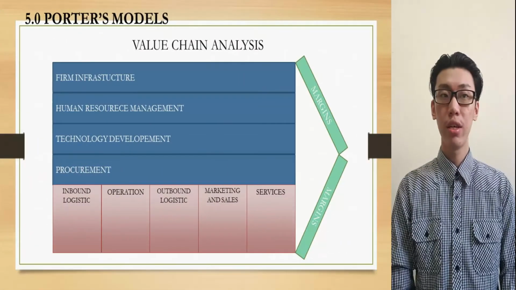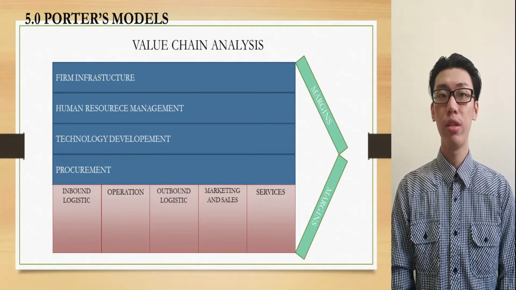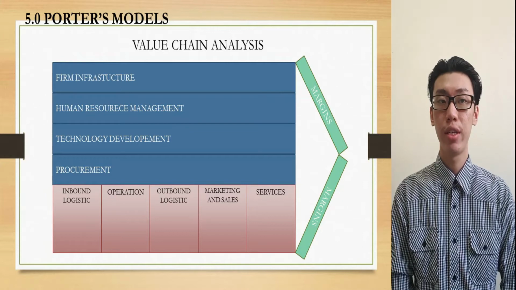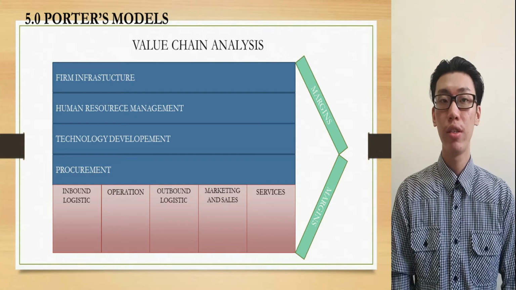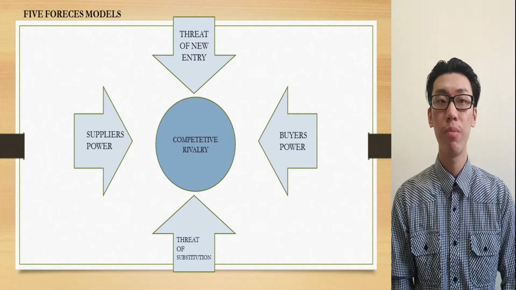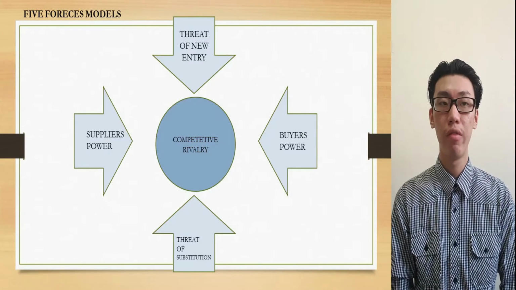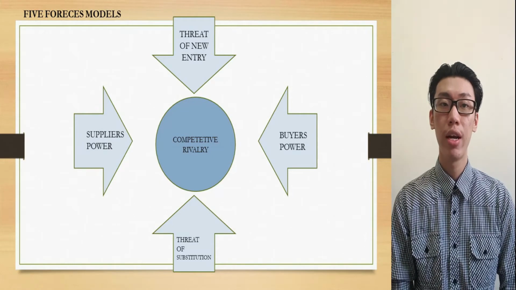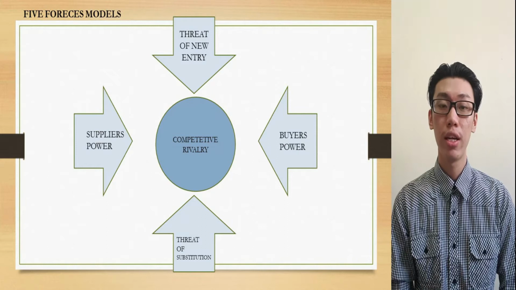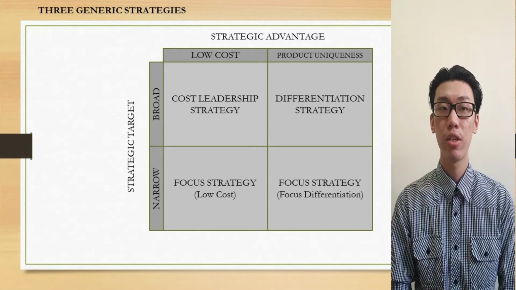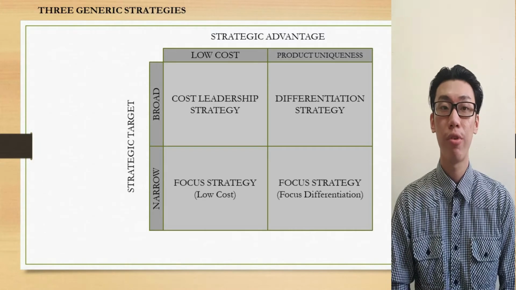In this section, I will be talking about Porter's models that work for our business. As you can see, there are 3 models here. The value chain model talks about how primary activities and support activities depend on each other to generate revenue. The 5 forces model talks about how a business makes an analysis to sustain in the industry. Lastly, the 3 generic strategies mainly talk about cost and uniqueness of product.